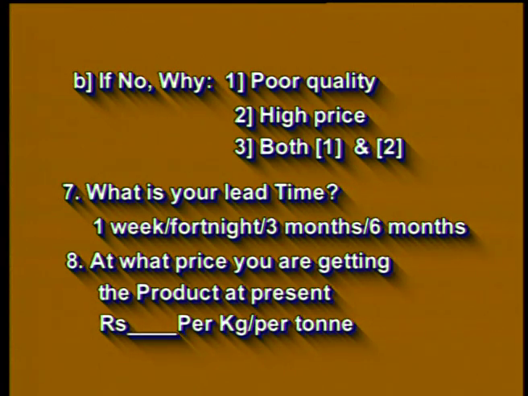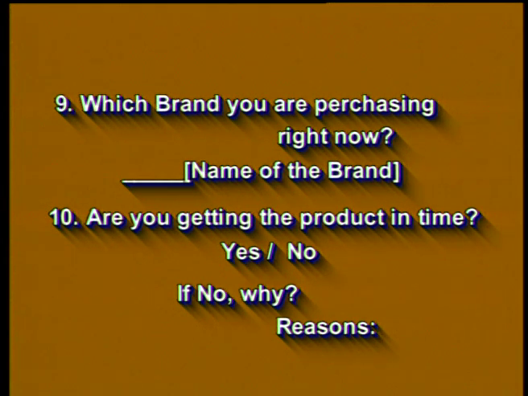It will be in terms of per ton and all that, and the brand which you are purchasing. The next question will be in terms of the brand which you are purchasing. That brand is very important, the name of the brand in the case of industrial product. Then the last question will be, are you getting the product in time? The answer will be again in terms of yes or no.